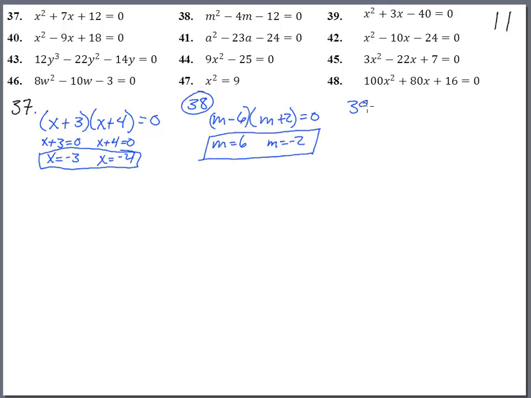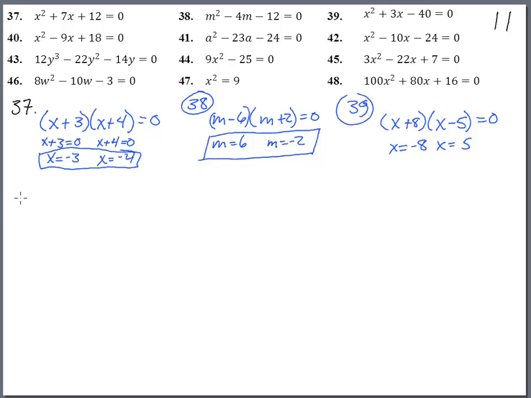Number 39. x squared plus 3x minus 40. Let's see, this factors into things that multiply to 40, 5 and an 8, and they would add to 3 if we get the pluses and minuses right. So we need x plus 8 so that we end up with a positive when we add them, and x minus 5, so we get x equals negative 8 and x equals positive 5.